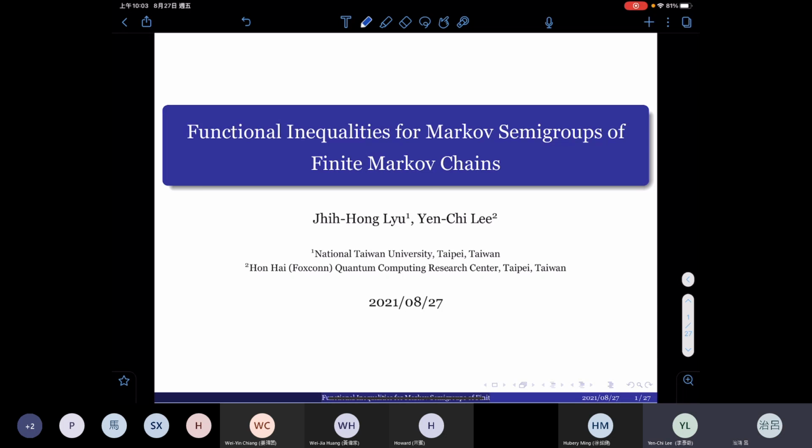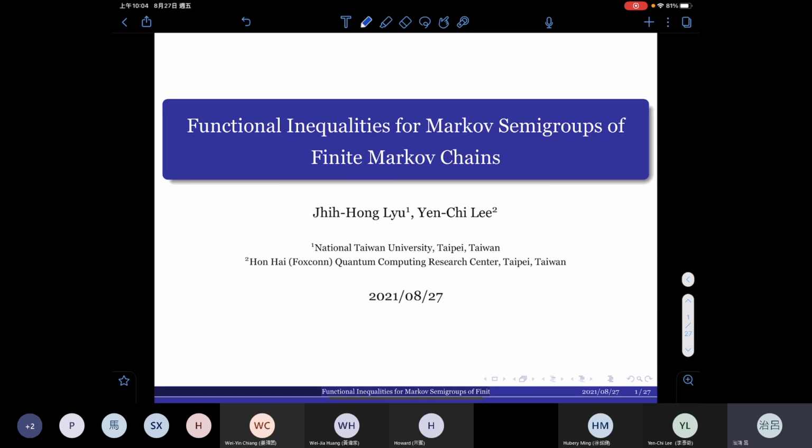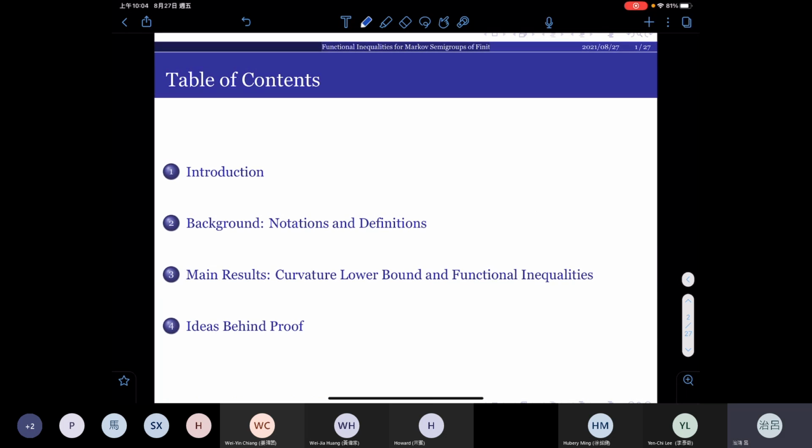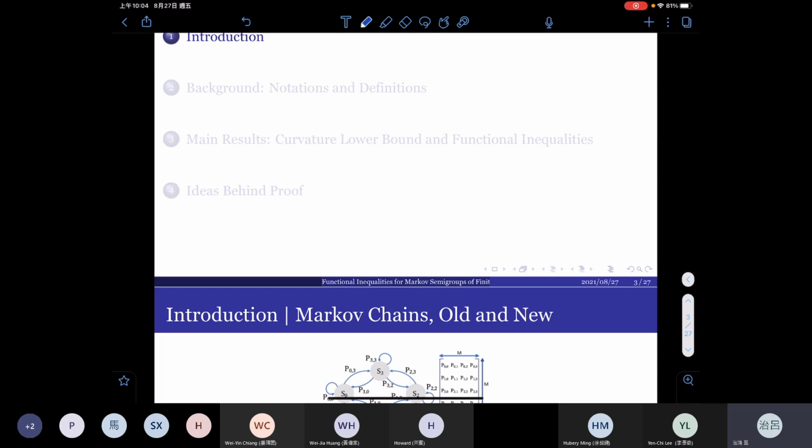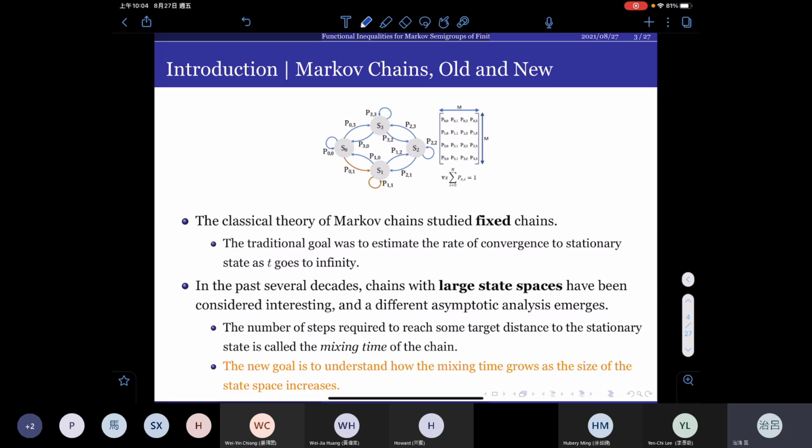Oh, thank you, Yanqi. This is titled Final Property for Markov Semigroup of Finite Markov chains. And here are our contents and introduction. The Markov chain has been used to study the change between different states. The basic theory for Markov chains usually concerns a finite and fixed number of states, so the corresponding transition matrix can be described as a finite size matrix.